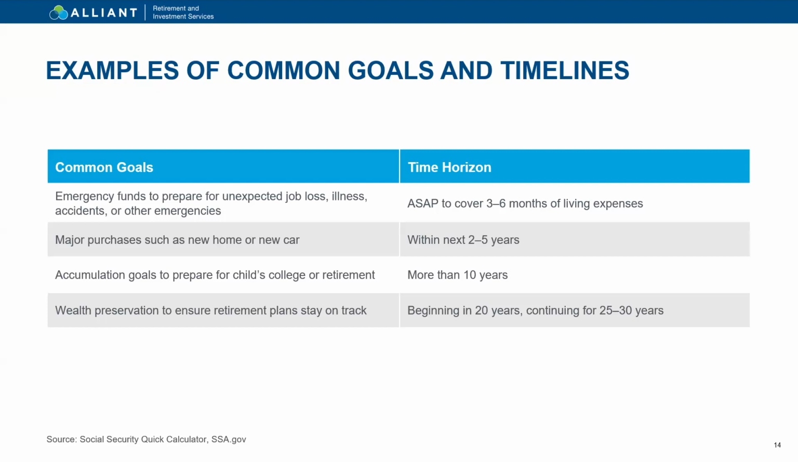Maybe you need a major purchase, such as a car or a home, and you want to do that within the next 2 to 5 years. That might be a different type of asset mix. And an accumulation goal to prepare for a child's college education that's more than 10 years away. Maybe you've heard about 529 college savings plans.